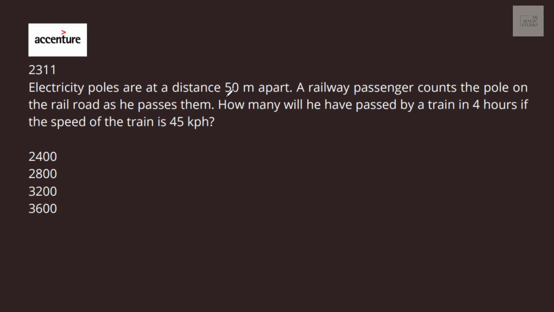Electricity poles are a distance of 50 meters apart. There are electricity poles on a railway track 50 meters apart. A railway passenger counts the poles on the railroad as he passes them. How many will he have passed by train in 4 hours if the speed of the train is 45 km per hour? Now what is the total distance travelled by the train in 4 hours?